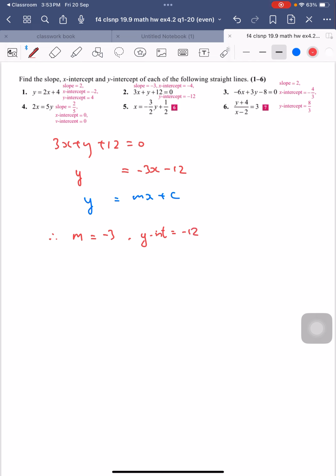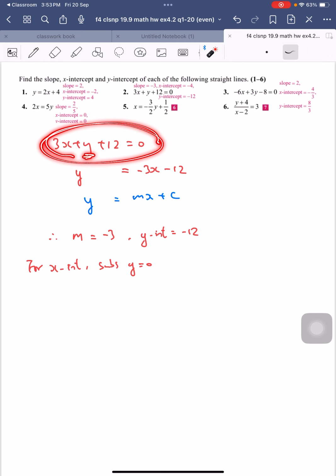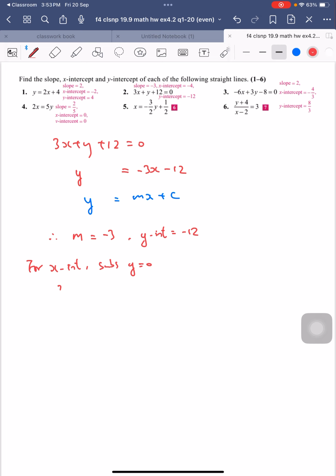equal to -12. And if you want to find the x-intercept, you need to substitute y = 0. So just change the y in the general form equation to become 0. So now I have 3x + 0 + 12 = 0. I just replace the y by 0.